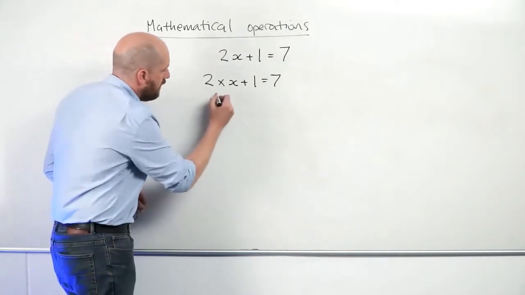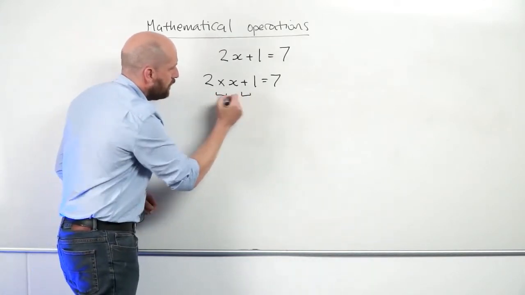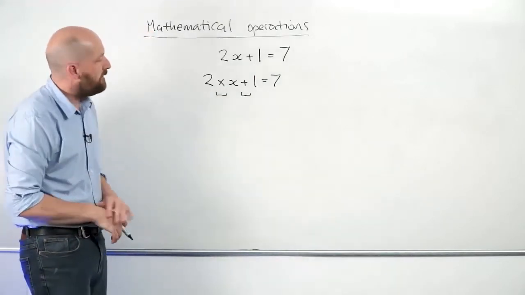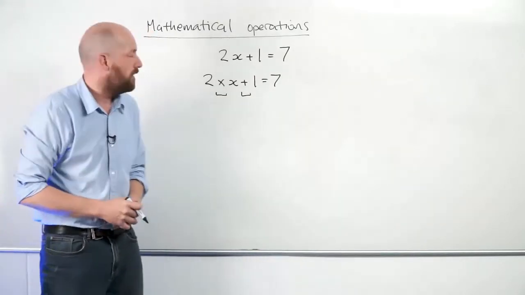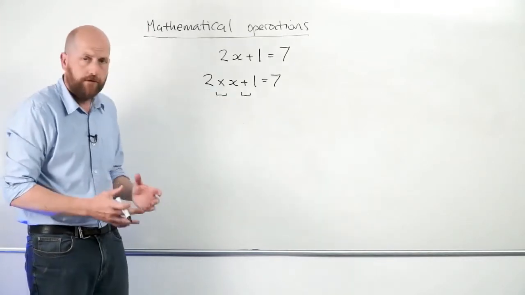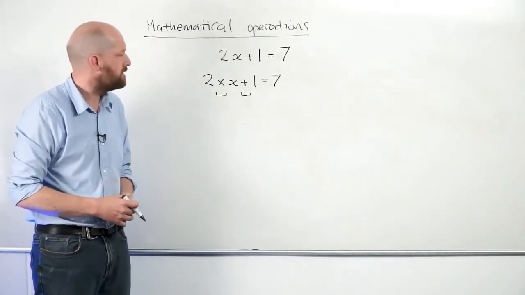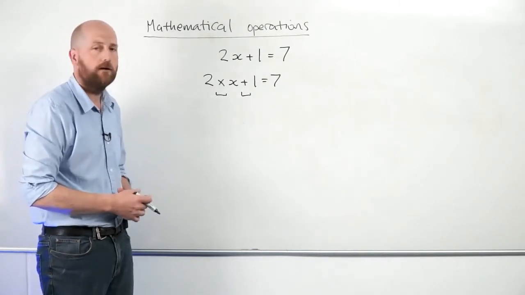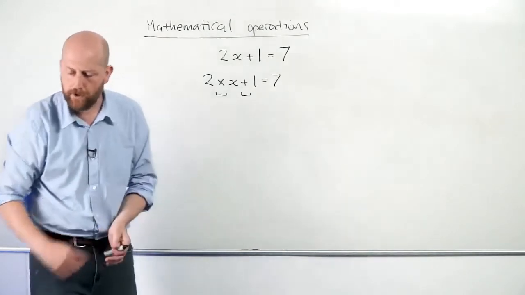So what we have here are two objects, the multiply and the plus, which are called operations. In fact, all operations are made up of multiplying and adding, even taking away, doing minus, or dividing. They can both be thought of as adding and multiplying. Let's see how that works.